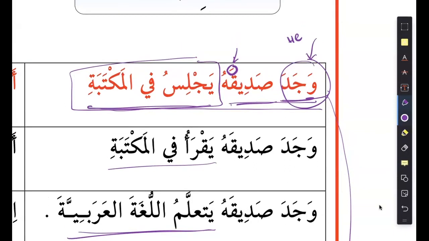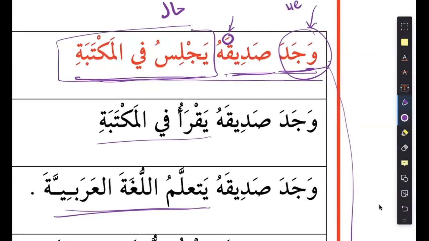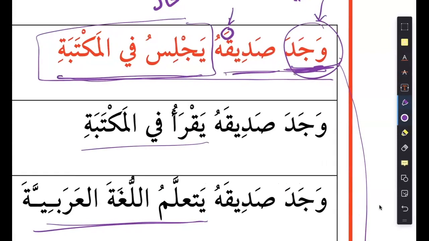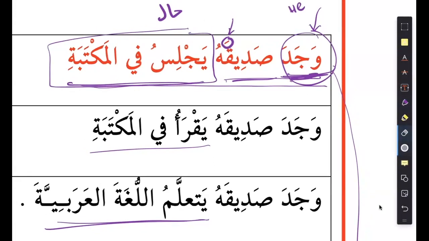This would actually be what they call hal. Hal is what they refer to when you mention a verb, like what was the state when that verb happened? When you were doing this verb, what was the state? So this hal means state. So he found in the state. Now the hal can actually get a little bit grammatical. I don't want to go into too much detail, just simple things. If you understand, it's fine.